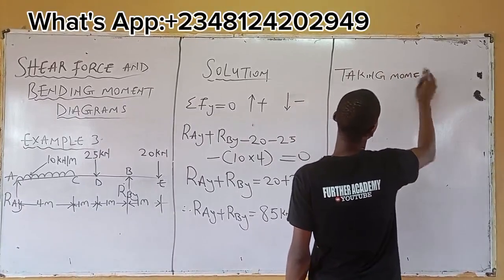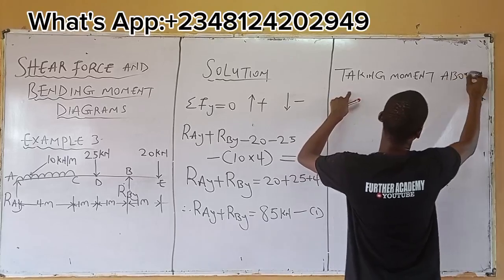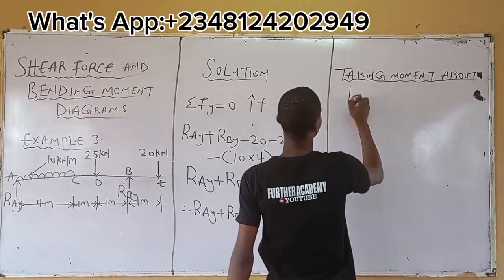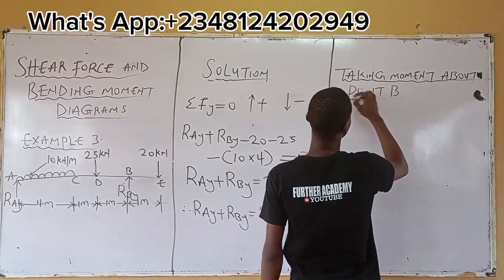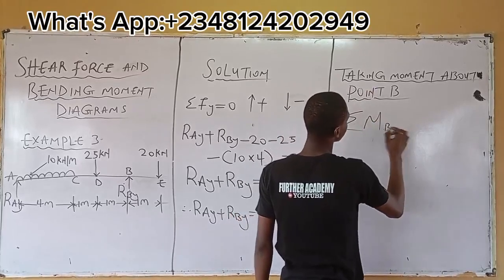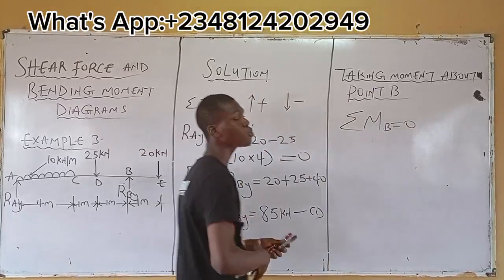Taking moment about point B, right? Then mathematically, what do you have? Summation of moment about point B equals 0. Now you know how moment works, right?